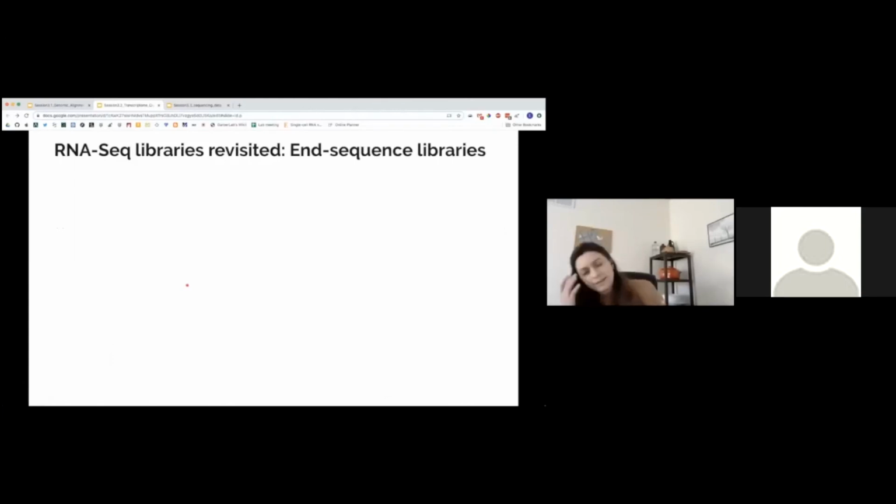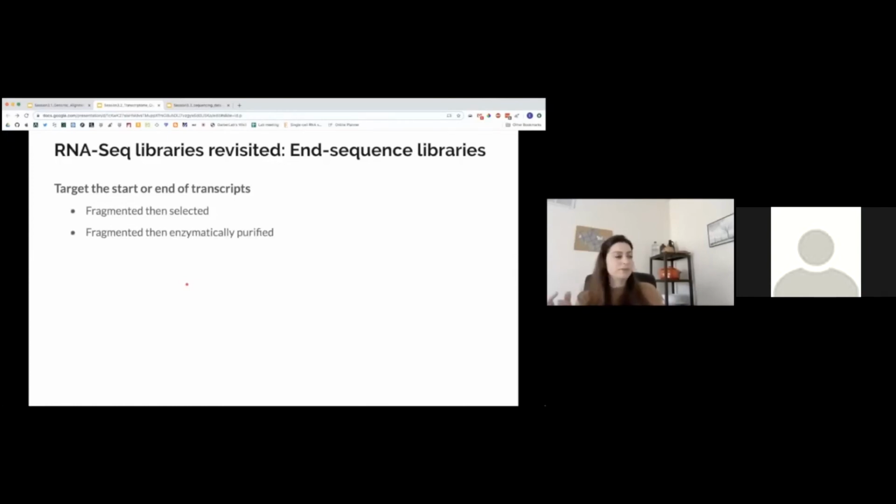The last thing I want to go over before you actually do your quantification and get your results is that RNA-seq libraries don't all come in the same shape and form. We've been talking about libraries that cover the entire transcript, which are the most common, but there are other methods to generate libraries that try to capture the end of the transcript instead of the whole transcript. The way they can do that is by either fragmenting and selecting a specific portion of the transcript or enzymatically purifying.